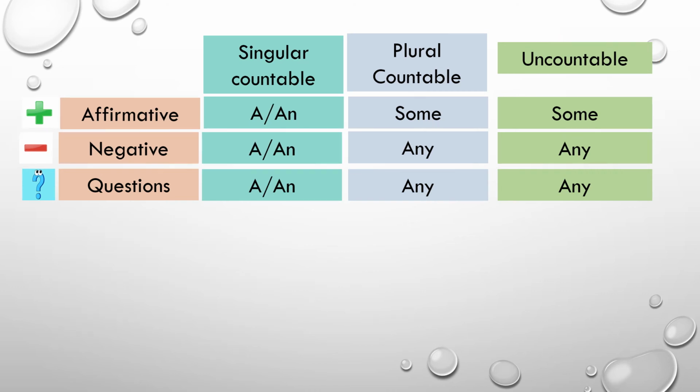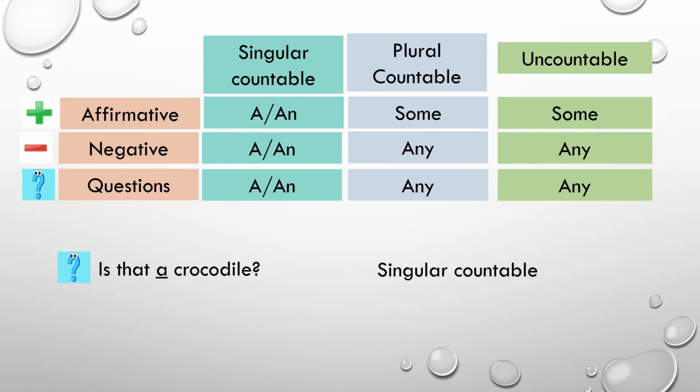Now, let's look at the questions form. Mari kita tengok dalam bentuk soalan. We normally use a and an with singular countable nouns. Kita biasanya guna a dan an untuk satu benda yang boleh dibilang. And any before both plural countable and uncountable nouns. Kita gunakan any untuk benda banyak yang boleh dibilang, plural countable dan juga uncountable nouns, benda yang tidak boleh dibilang.